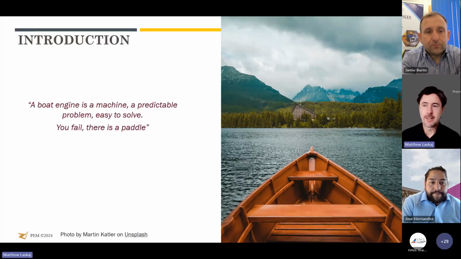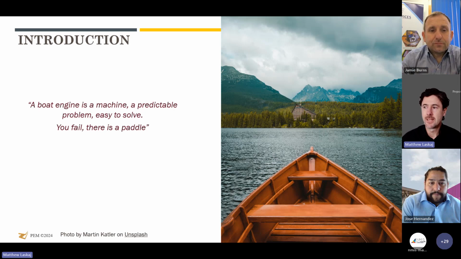So I love a good quote, and I saw this one. I was watching a TV program one day, and it says, "A boat engine is a machine, a predictable problem, easy to solve. You fail, and there is a paddle."